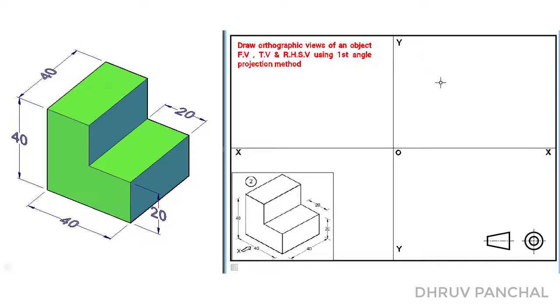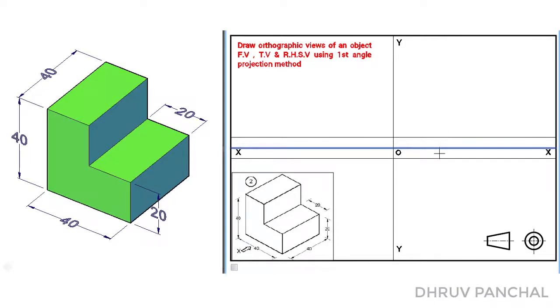With the help of ruler scale, draw a line parallel to line XX above and below at a distance of 10 millimeters. Similarly, with the help of ruler scale, draw a line parallel to line YY ahead and behind at a distance of 10 millimeters as shown. You can take any distance as per your requirement.